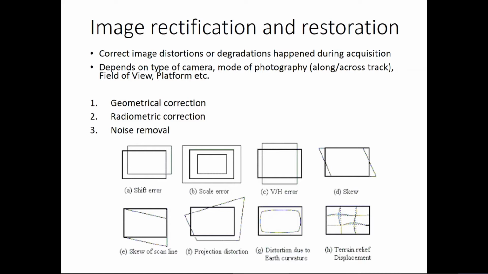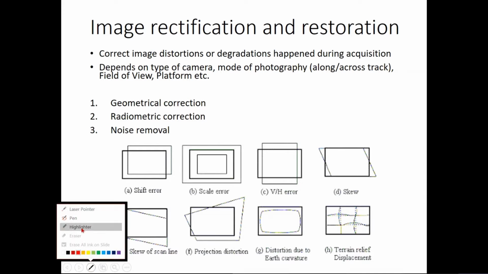So for that, you undertake various processes. As I mentioned, you have to correct these image distortions or degradations that happen during acquisition. Many features contribute to these distortions, depending on the type of camera, mode of photography, whether it is along track or cross track, field of view, platform, etc. Does anyone know what along track or cross track is?